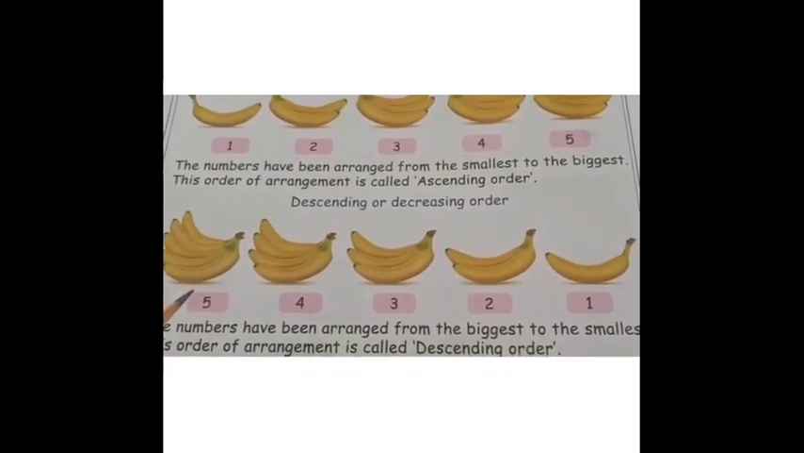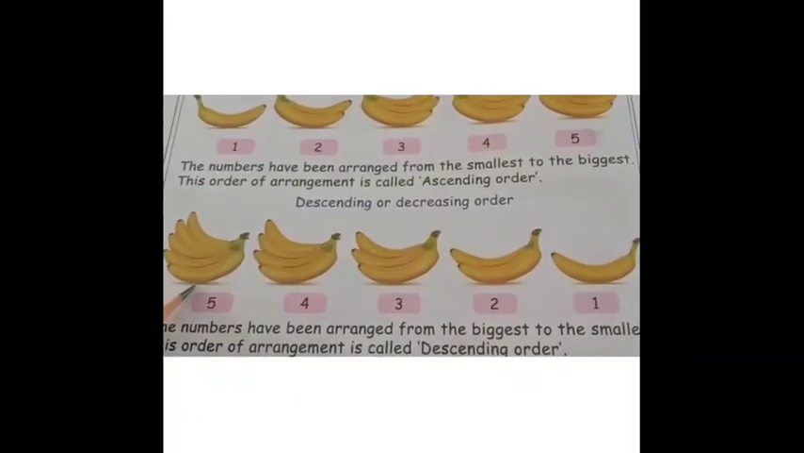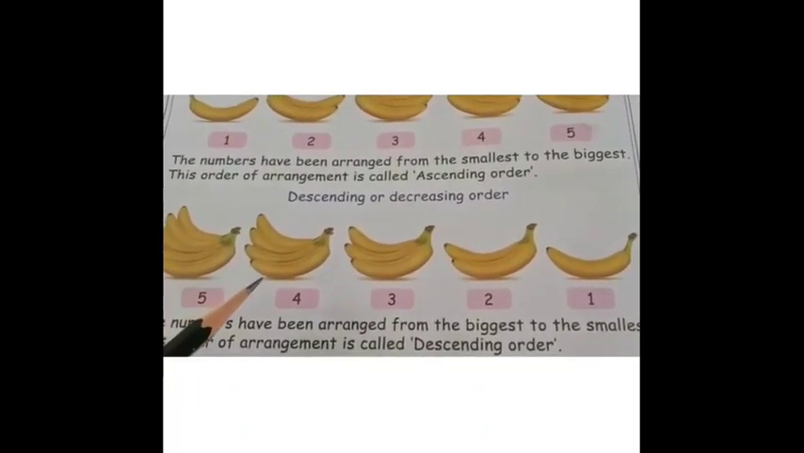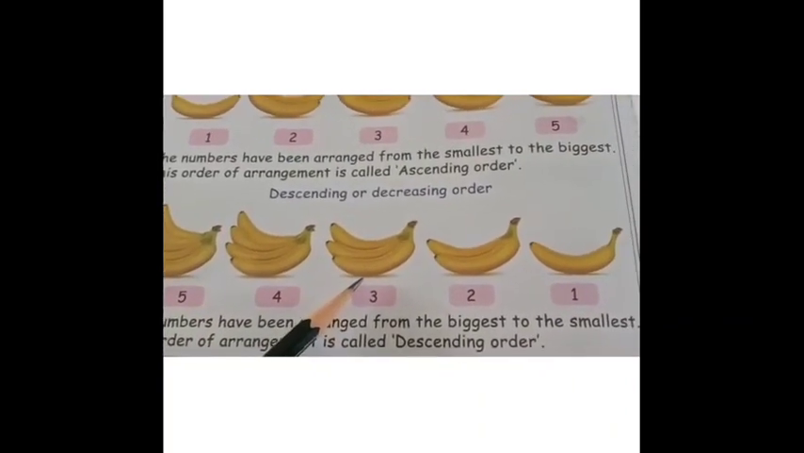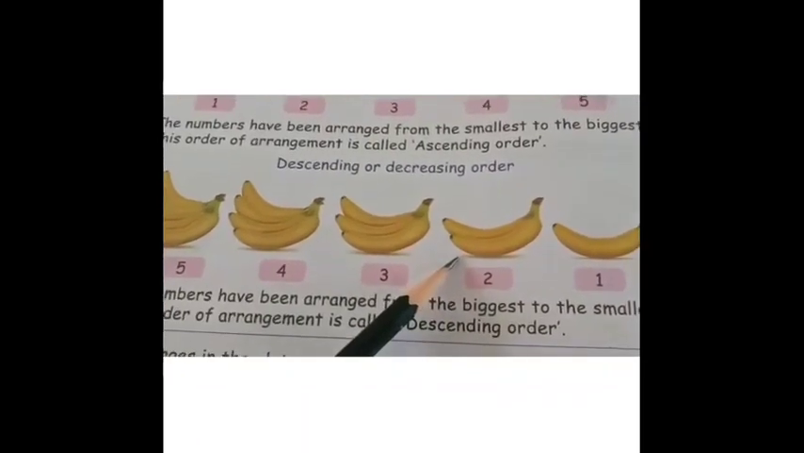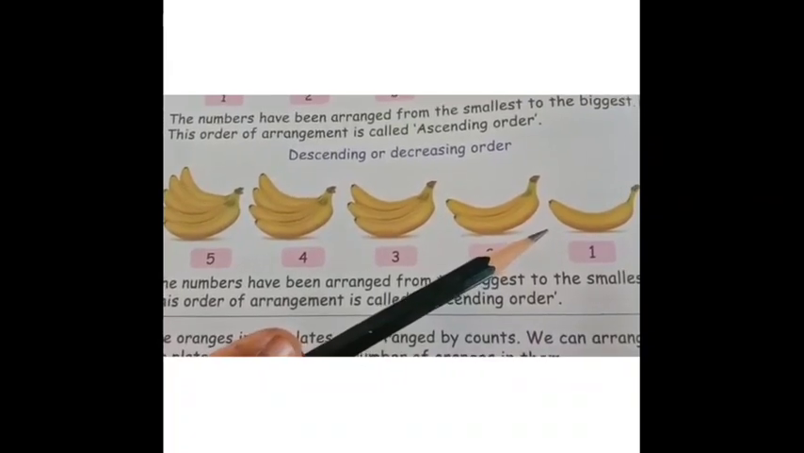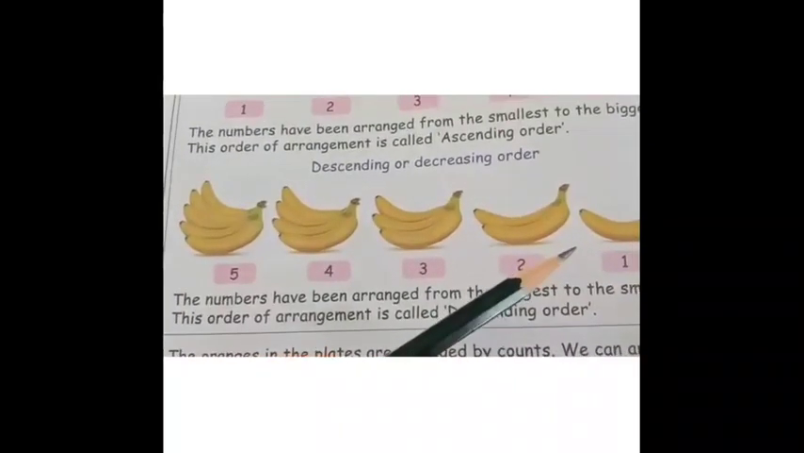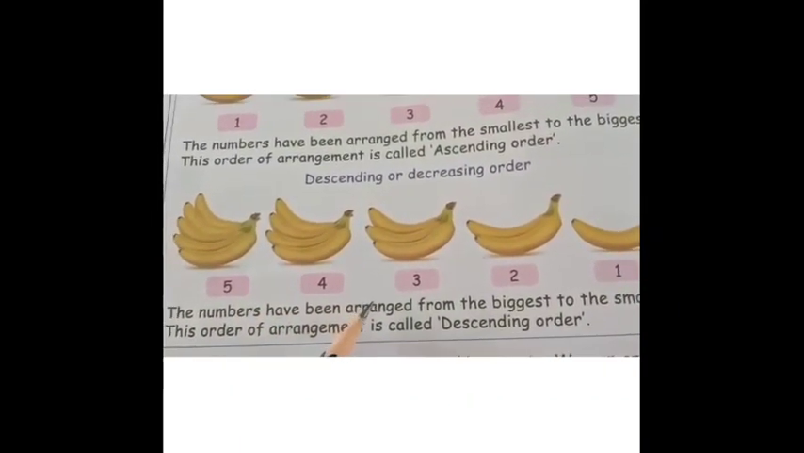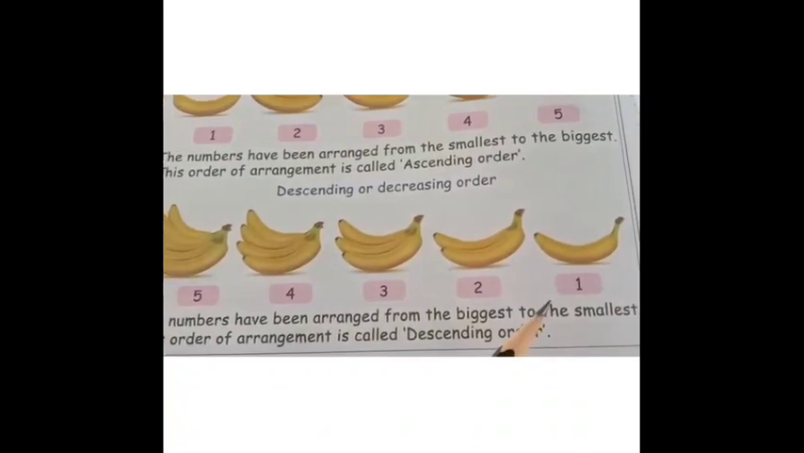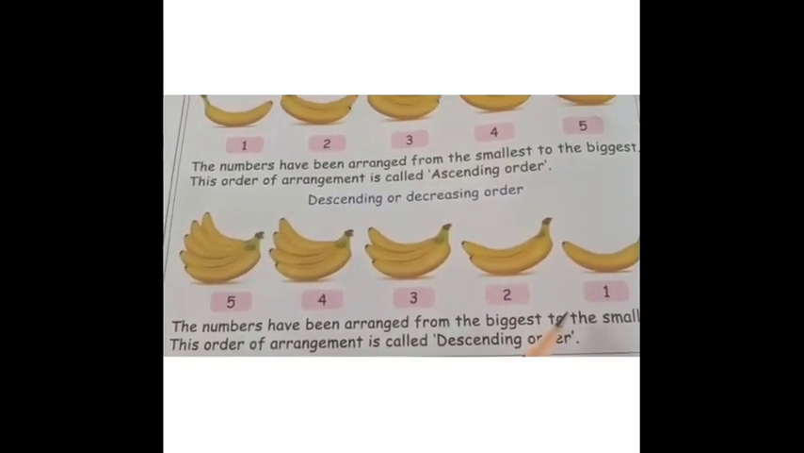Look at this example, children. First, there are 5 bananas. Next, there are 4 bananas. Next, there are 3 bananas. Next, there are 2 bananas. Next, there is 1 banana. Here, the numbers have been arranged from the biggest to the smallest. This order of arrangement is called descending order.